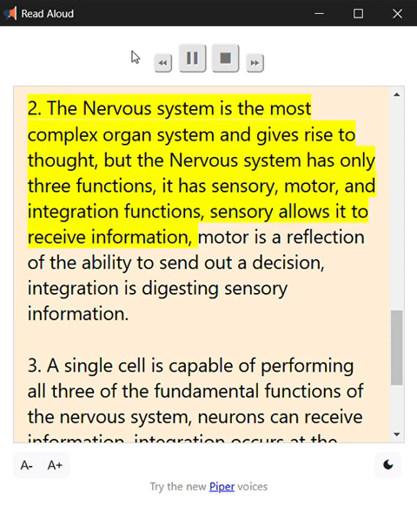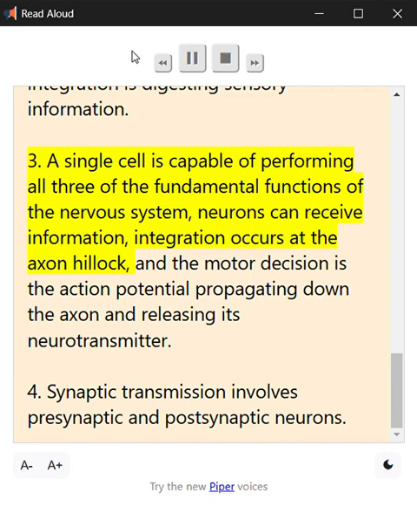Sensory allows it to receive information. Motor is a reflection of the ability to send out a decision. Integration is digesting sensory information. 3. A single cell is capable of performing all three of the fundamental functions of the nervous system. Neurons can receive information. Integration occurs at the axon hillock. And the motor decision is the action potential propagating down the axon and releasing its neurotransmitter.